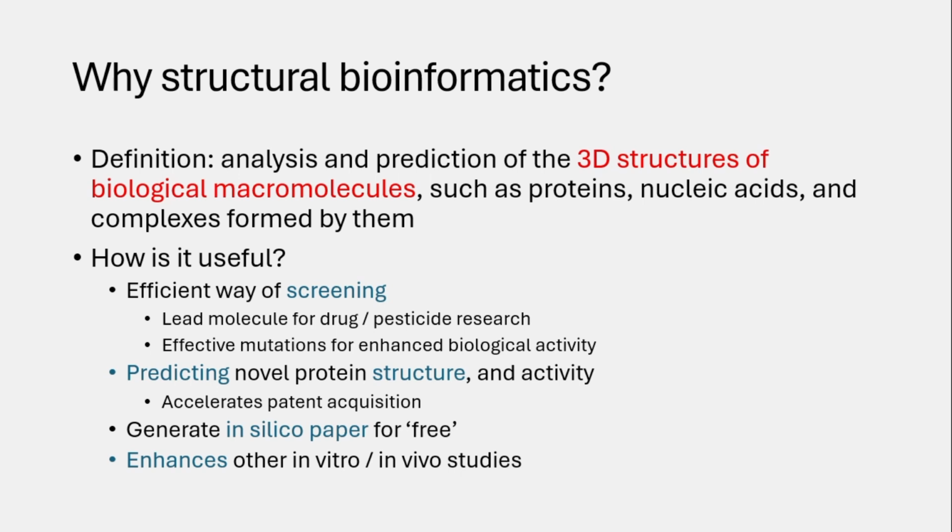If we want to do drug design or pesticide research, we can modify certain residues by performing in silico mutagenesis. So we can find what residues are important for us to do in vitro mutation and follow-up analysis. It is very useful to predict a novel protein structure and its potential activities. This process can help to accelerate the patent acquisition process. The third point is what most people would be interested in. We can generate in silico papers for free, and also we can enhance other in vitro and in vivo studies.